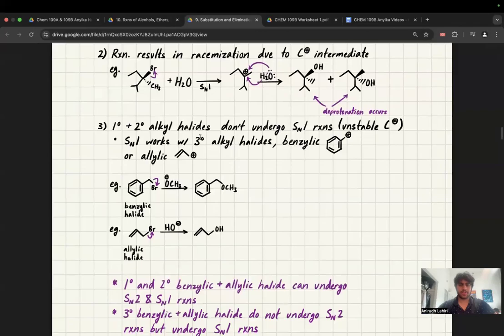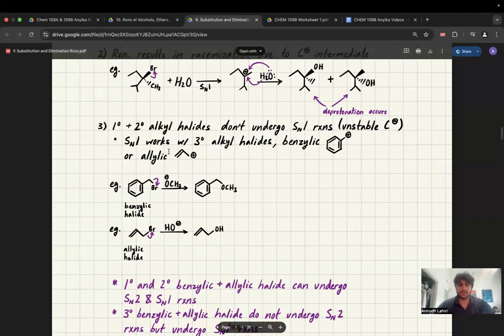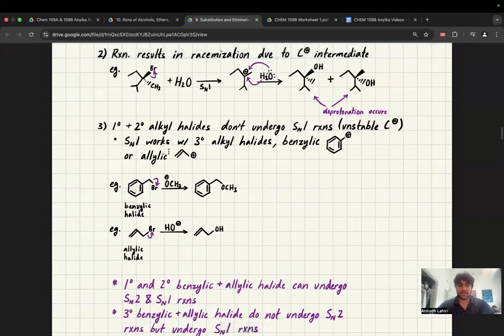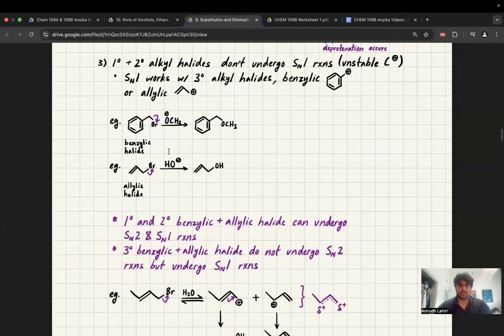Primary and secondary alkyl halides don't undergo SN1. The caveat to that is benzylic and allylic resonance is often the caveat to a lot of things that wouldn't really happen without it, right? We learned later on in chapters 16, 15, 17 about how resonance really helps out with reactions.